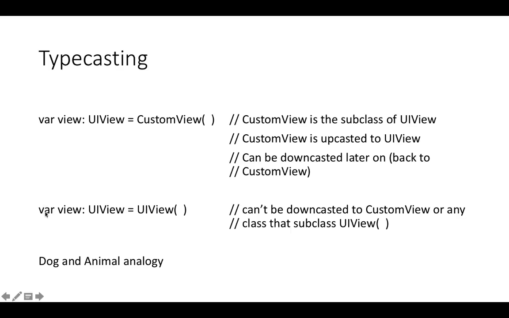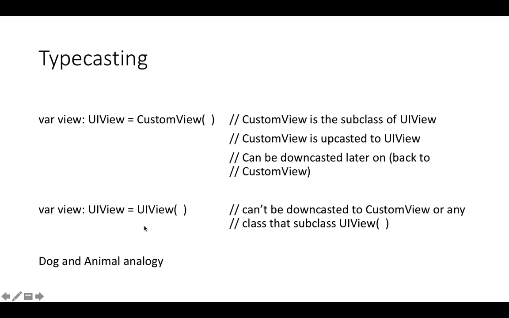Now, a second example here is that I have a view that is of type UIView, but instead of assigning it custom view, I'm assigning it a UIView. So I'm assigning an animal object to an animal type. In this scenario, I will not be able to downcast it to custom view or any other class that subclasses UIView because this is a general thing. It's like saying, I have an animal, and we have discussed before that you cannot downcast animal to dog, because animal is more general and dog is more specific.